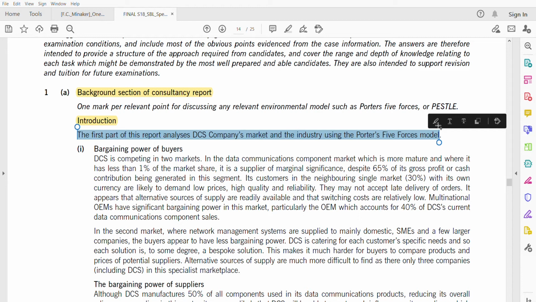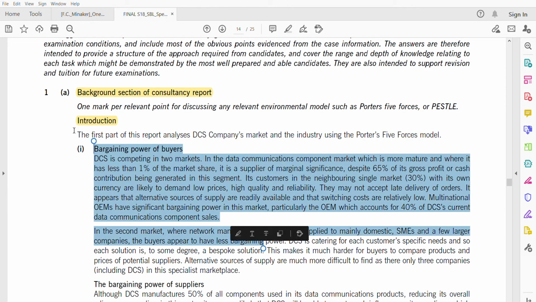Because the part of your report that should have more writing is your middle part, middle section. This is known as your middle section, this one. So let me highlight this also.